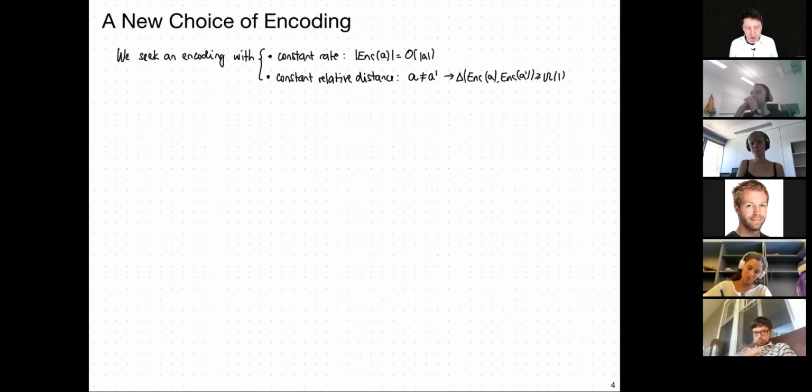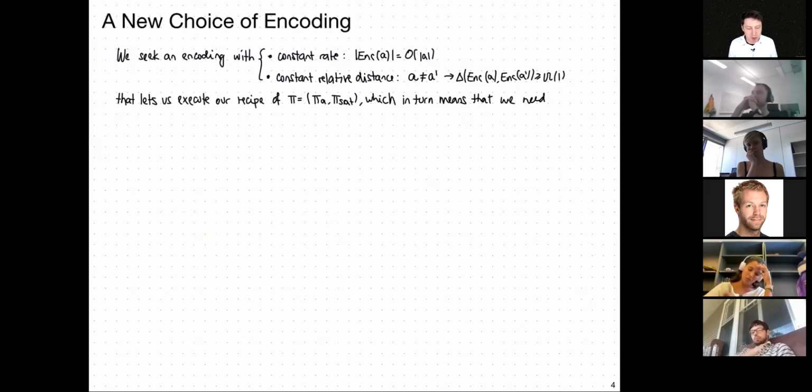We need an encoding that has the property of a so-called constant rate. The ratio of the encoding to the message is constant, in other words the block length is linear in the message size. We also want a good encoding scheme where if two different messages differ at one position, this difference is amplified to a constant fraction of the locations of the corresponding encodings.